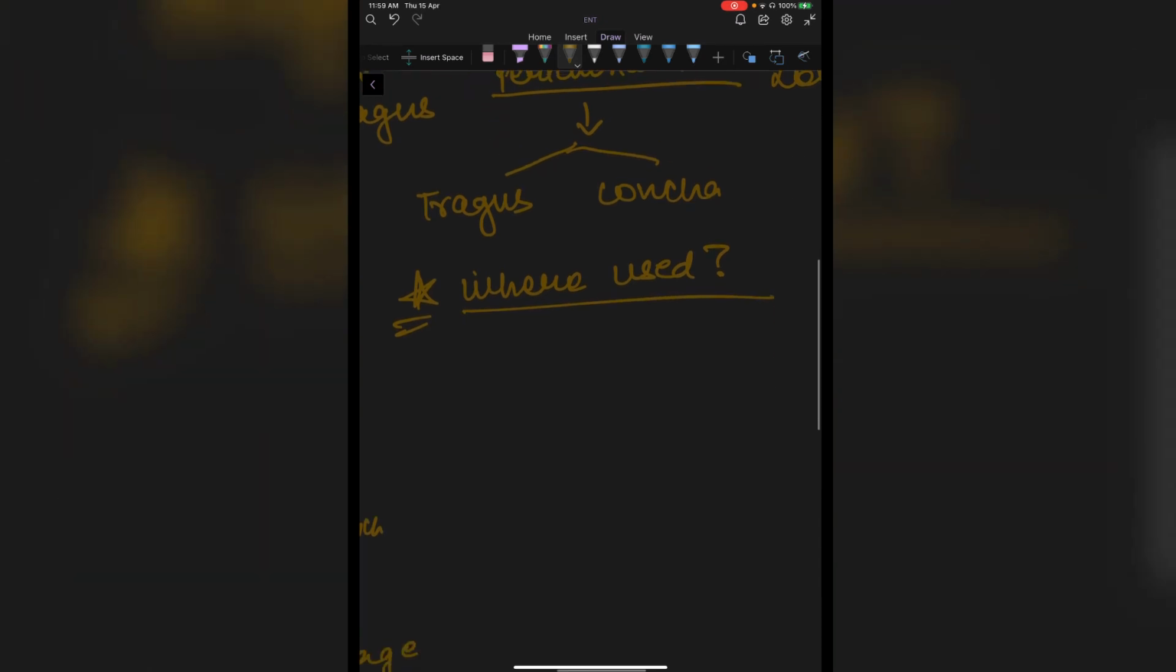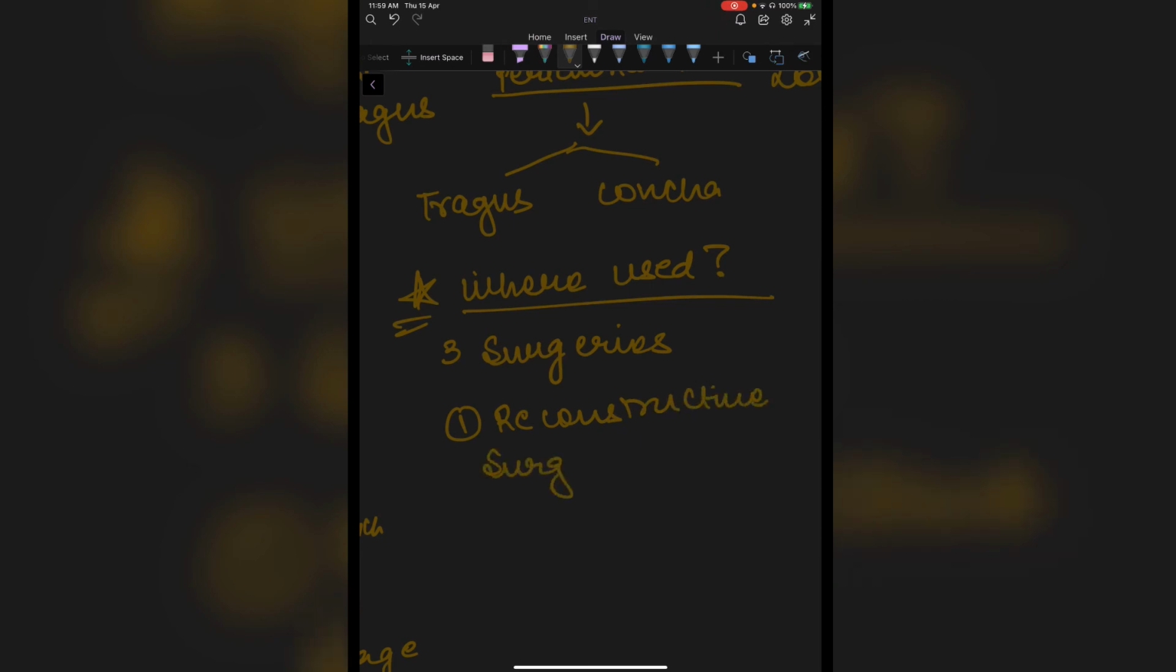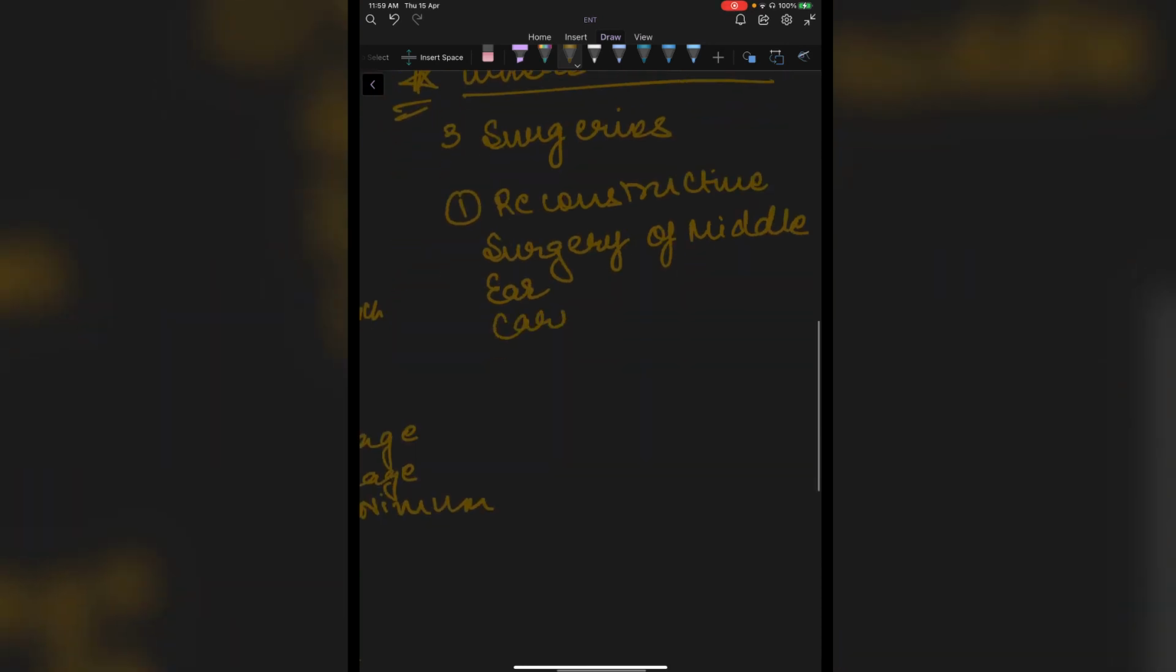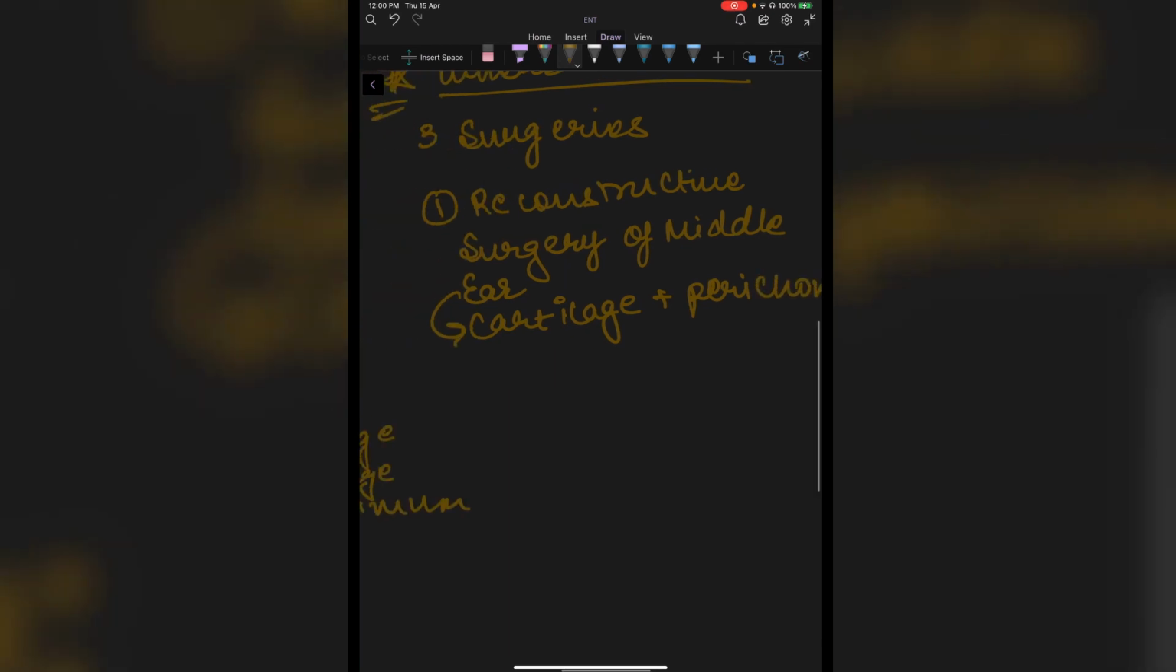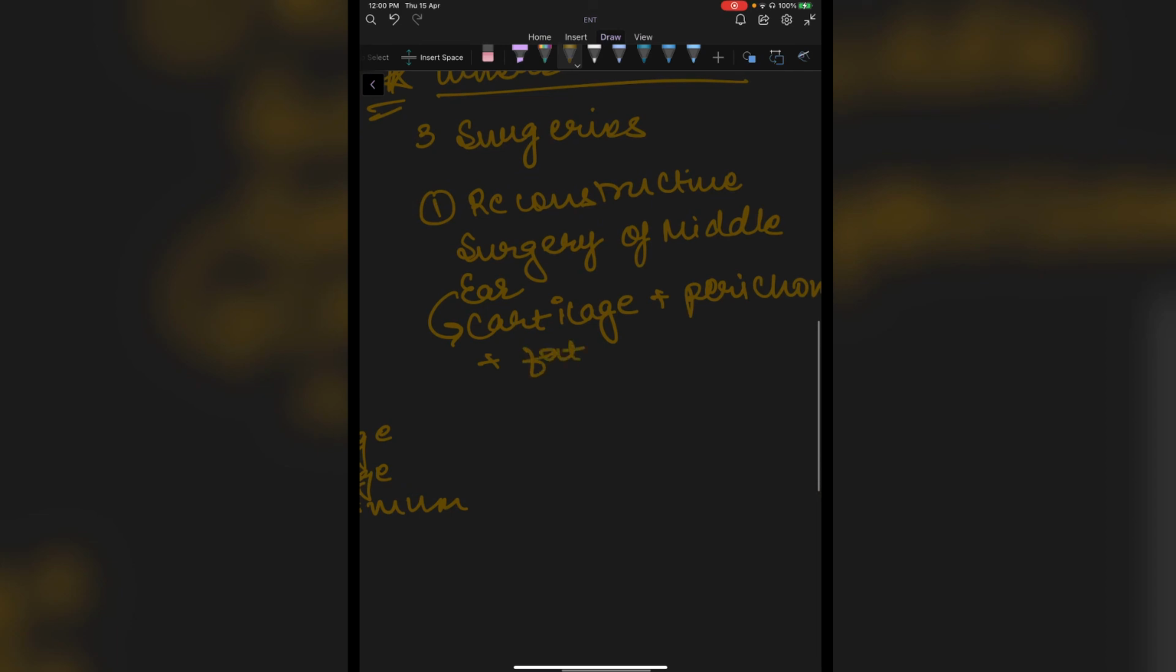Now there are three surgeries basically that we can use it in. One, reconstructive surgery of the middle ear, right? In that we can use all the three. So here what all will we use? Cartilage plus perichondrium and fat, right? All this can be used over here.